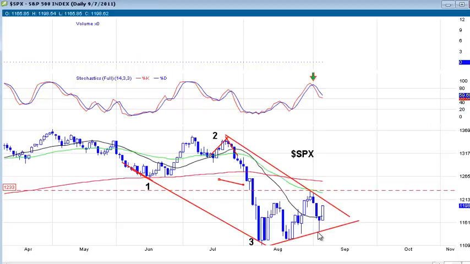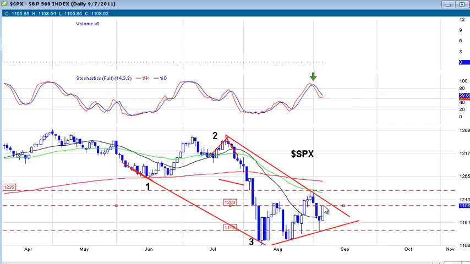We actually rallied off the lower trend line here around 11:45 and closed out around 12. So we were up 55 points over the last 2 days. That's what we're looking for. We're looking for the Obama rally, and this is it. So tomorrow, it's a great setup.